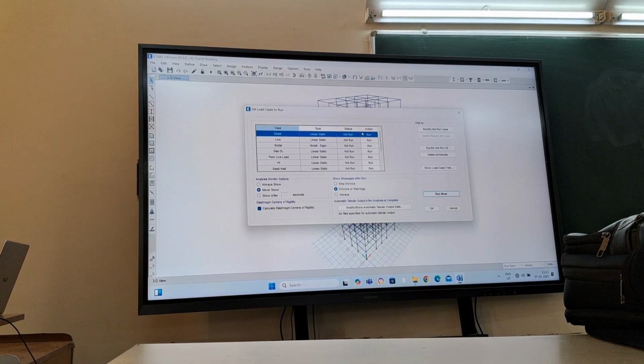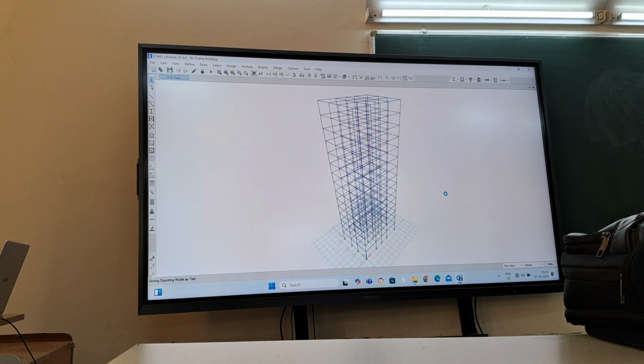So in the last class we have seen the analysis. Up to here we have done the last class. So today we will see the design and how to check the result.